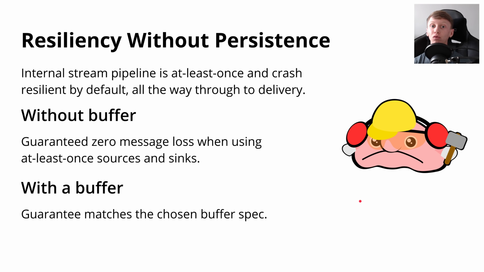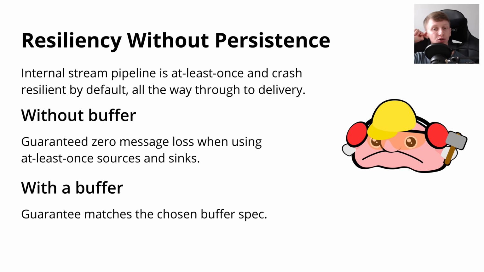And it's got resiliency without persistence. So this is where I'm talking about inputs being coupled with outputs. So if you don't have a buffer, Benthos has been architected such that if it's reading from an at least once protocol with acknowledgements, and it's writing to an at least once protocol with acknowledgements, it doesn't acknowledge receipt of a message it's read from the source until that message has made its way all the way to a sink and the sink has confirmed receipt of a message.